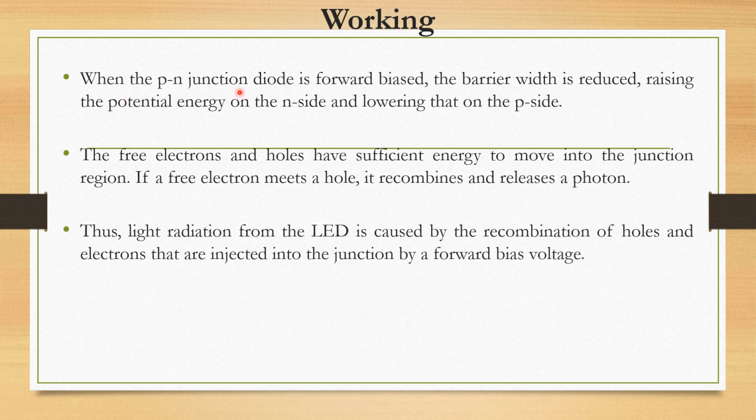When the PN junction diode is forward biased, let us go with the working. The barrier width is reduced, raising the potential energy on the N-type and lowering that on the P-type. The free electrons and holes have sufficient energy to move into the junction region. If a free electron meets a hole, it recombines and releases a photon. Thus, light radiation from the LED is caused by the recombination of holes and electrons that are injected into the junction by the forward bias voltage.